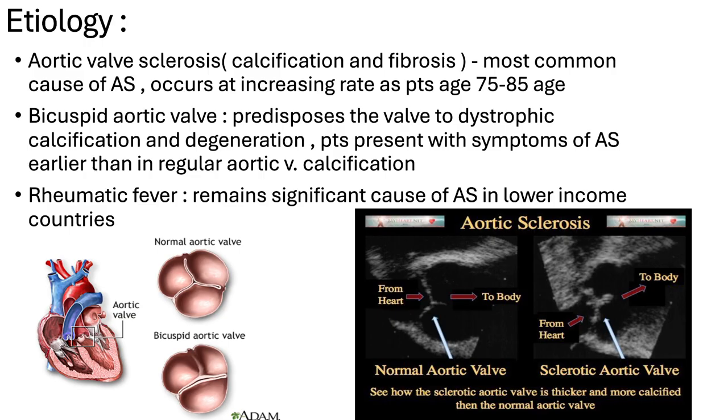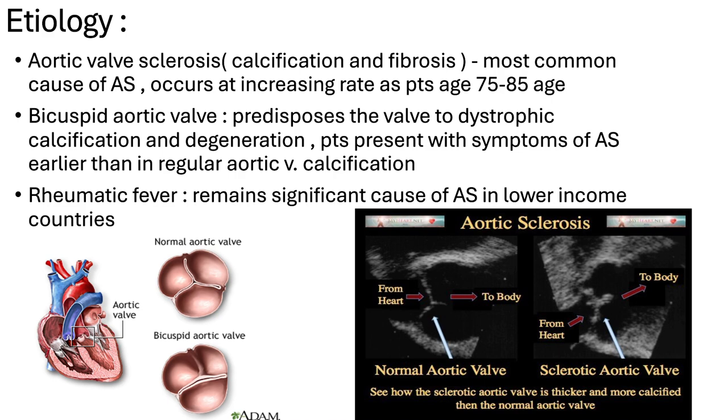Etiology: aortic valve stenosis is mostly caused by sclerosis, which is calcification and fibrosis of the valve, which happens physiologically, and it's most common especially for patients who are at older age, between 75 and 85 years of age. While for the younger patients, we have bicuspid aortic valve as the most common etiology.